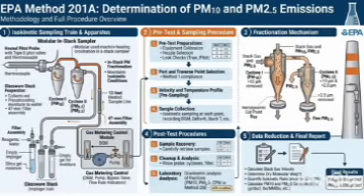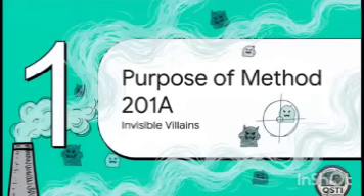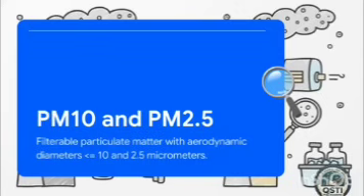All right, let's jump right into Section 1, the purpose of Method 201A, or as we like to call it, the challenge of invisible villains. So, Method 201A was developed by the US EPA for one very specific job, measuring filterable particulate matter. We're talking about materials that are solid or liquid at stack conditions, specifically those with a nominal aerodynamic diameter equal to or less than 10 micrometers, that's our PM10, and 2.5 micrometers, which is PM2.5. To put that into perspective, a single human hair is about 70 micrometers thick. So we are hunting for incredibly tiny particles here.